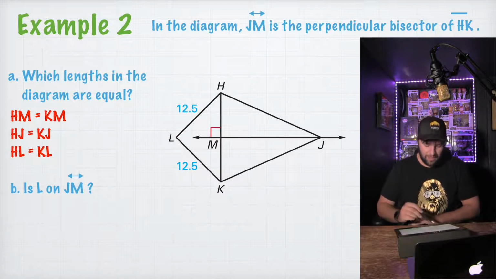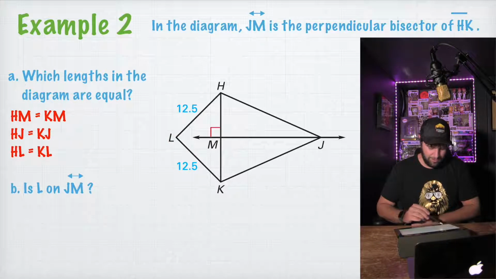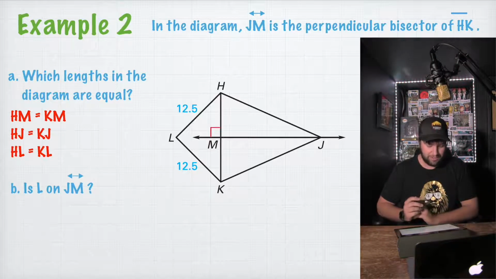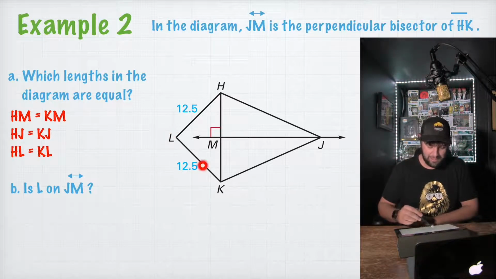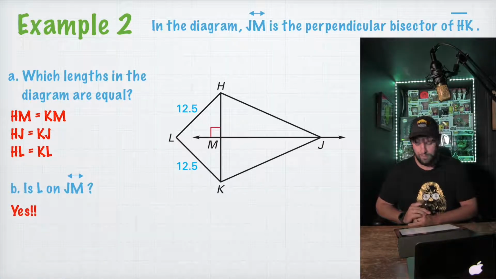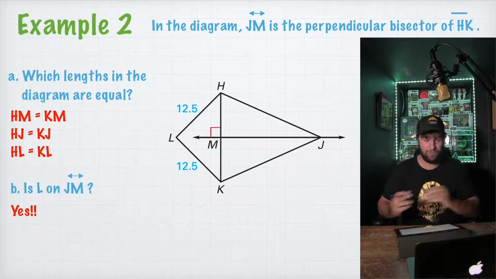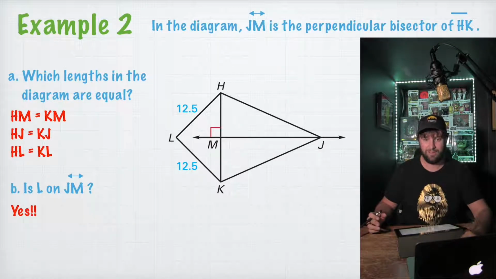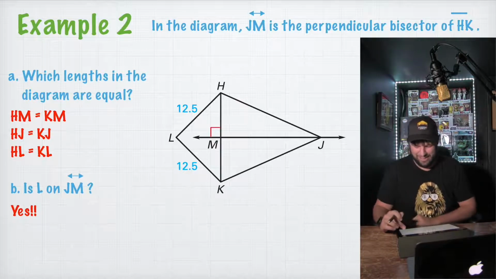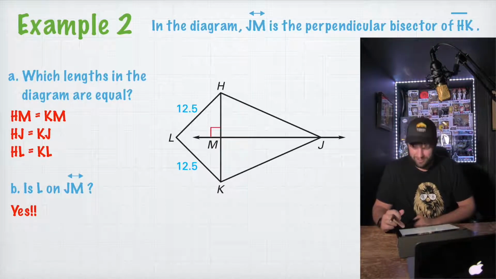Now they want to know, is point L on JM? The converse of the perpendicular bisector theorem says that if these lengths are the same, then it lies on the perpendicular bisector. So the answer is yes. Okay? Example 2 of 3, I believe. Any questions? No, of course not. Sorry, that's like I'm in class. I always ask, are there any questions?